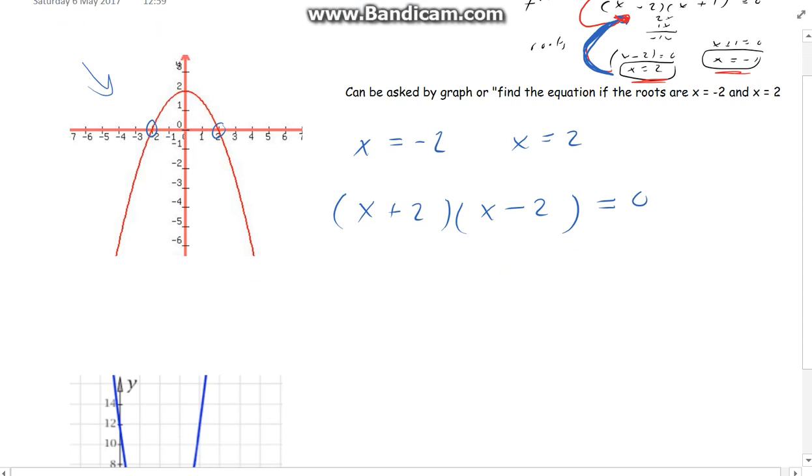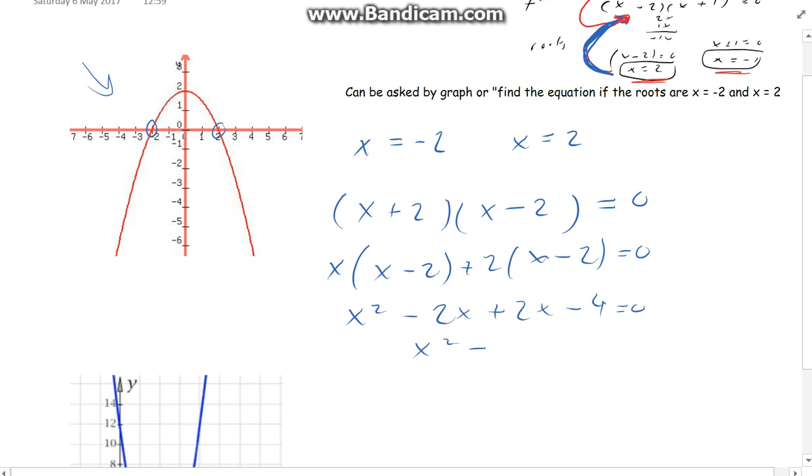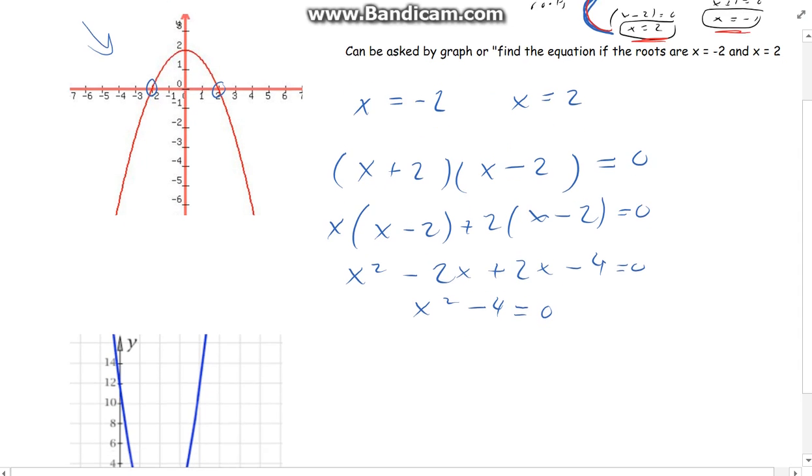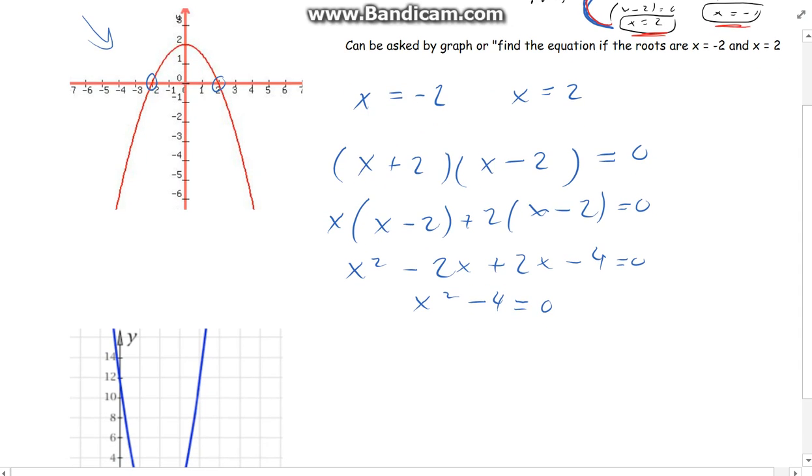So now we have a bracket on a bracket, so we're going to split our bracket. So we have x squared minus 2x plus 2x minus 4 equals 0. So we'll have x squared minus 4 equals 0. So that's our equation of this, not of this graph yet, but that's our equation. Okay, because the minus 2x and the plus 2x cancelled.